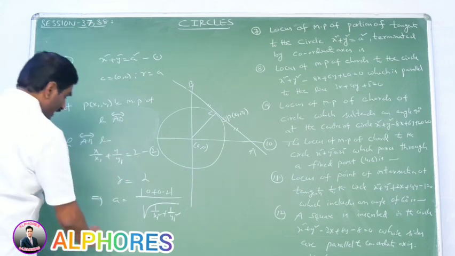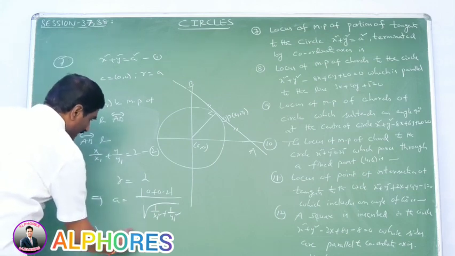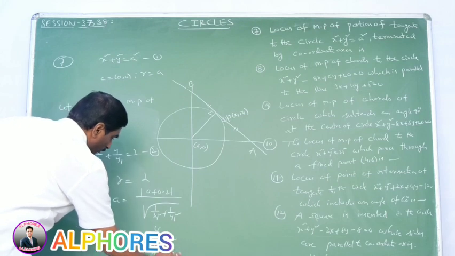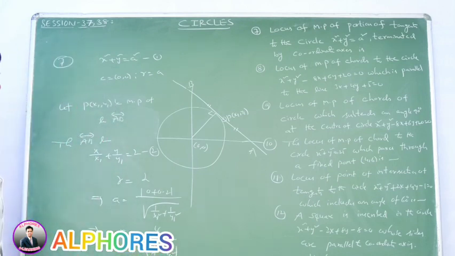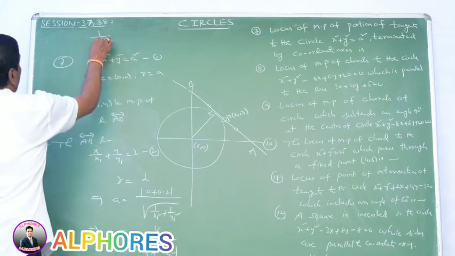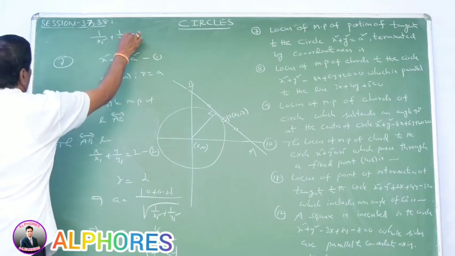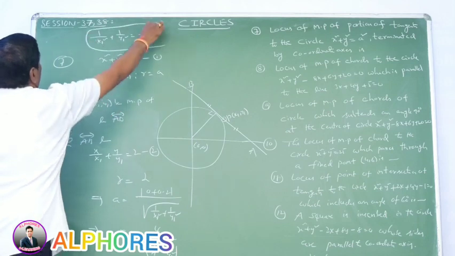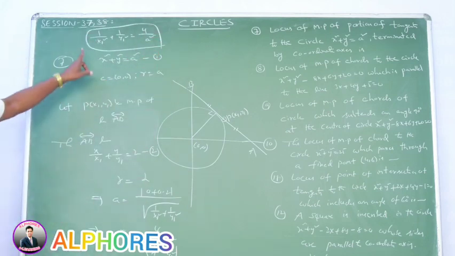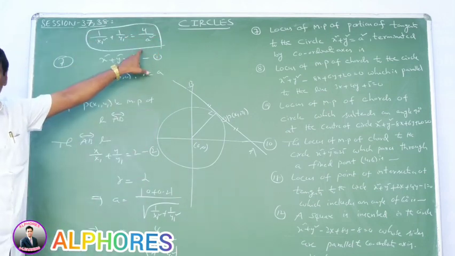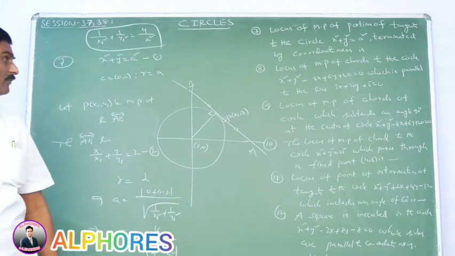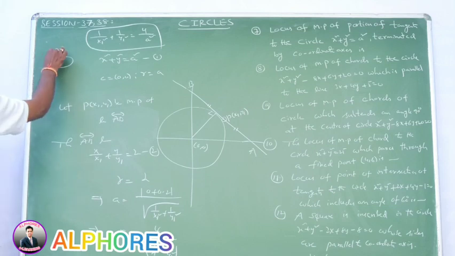Okay. After cross multiplication or squaring on both sides, a square is equal to 4 by (1 by x1 square plus 1 by y1 square). That means 1 by x1 square plus 1 by y1 square is equal to 4 by a square after cross multiplication. Therefore the required locus is 1 by x square plus 1 by y square is equal to 4 by a square. Very very important. Seventh one.